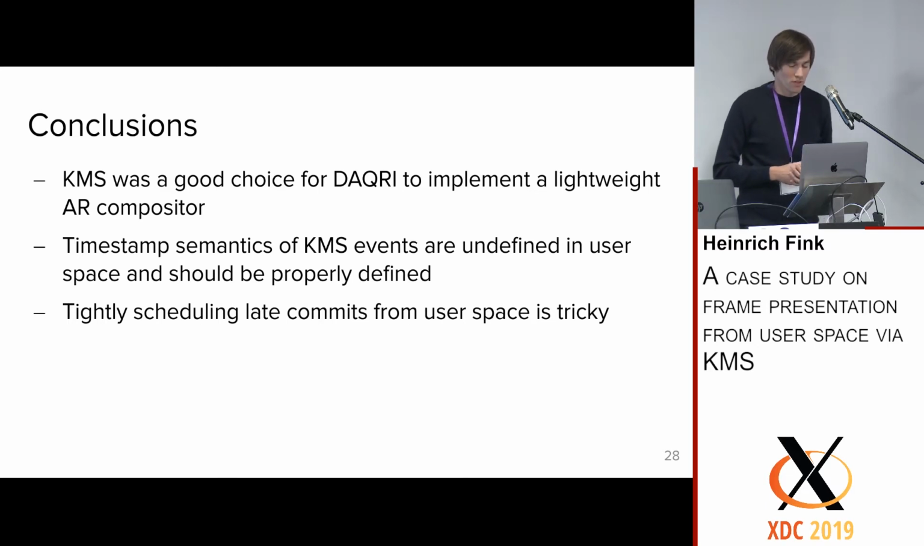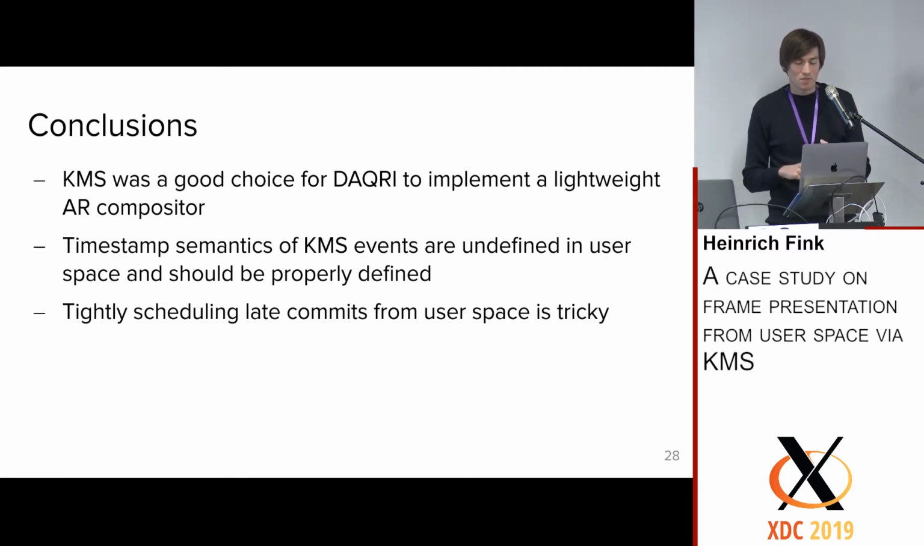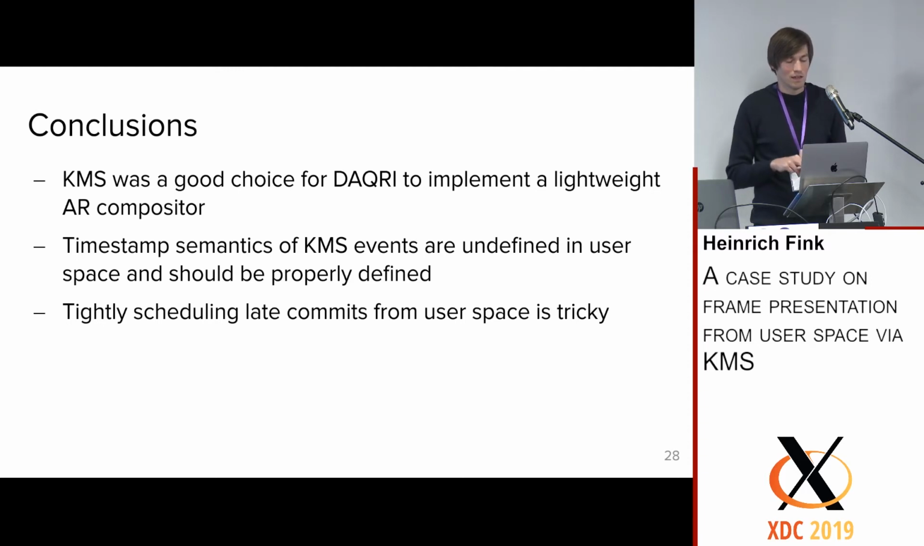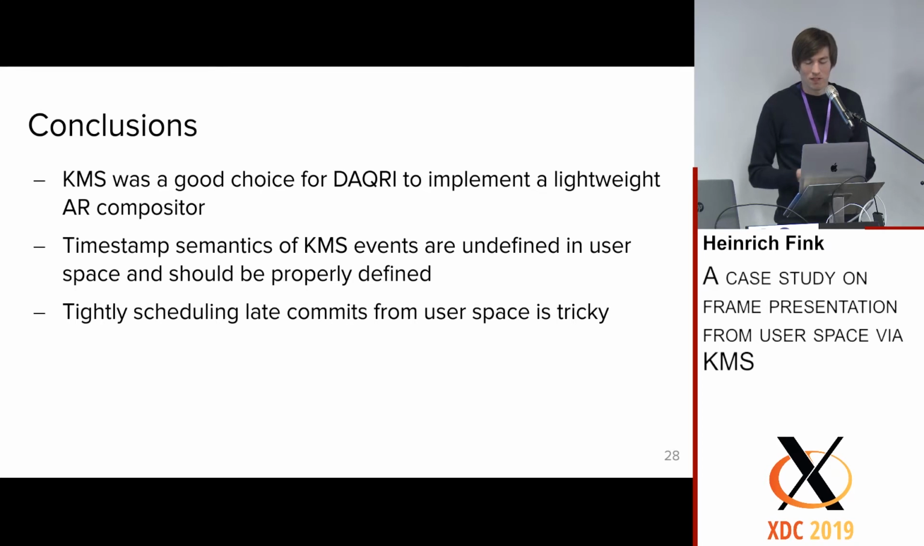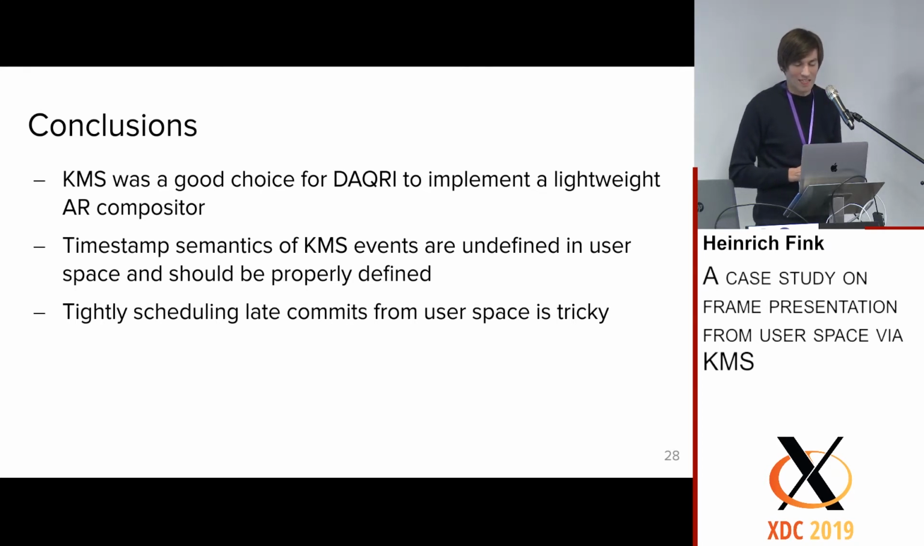And there are a few things that would be interesting to fix. The timestamp semantics of the KMS events, of the DRM events, are somewhat undefined and would be important for any XR use case, really, to make sure this is accurate and well-defined. And secondly, these late commits from user space are somewhat tricky, but having seen Keith's talk just before, there might be better solutions coming up for that than trying to make this late commit stuff more well-defined.